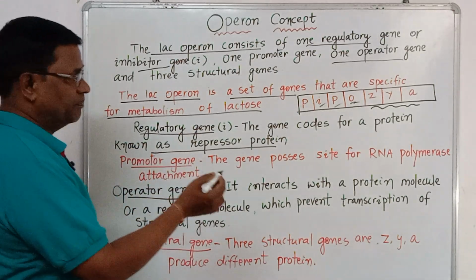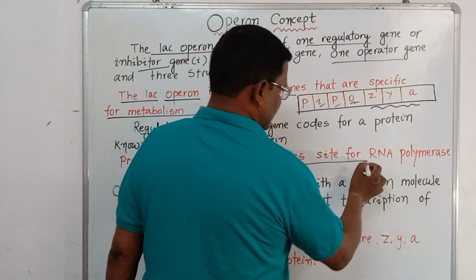After that, promoter gene. P means promoter gene. What is this gene? It possesses the site for the RNA polymerase.